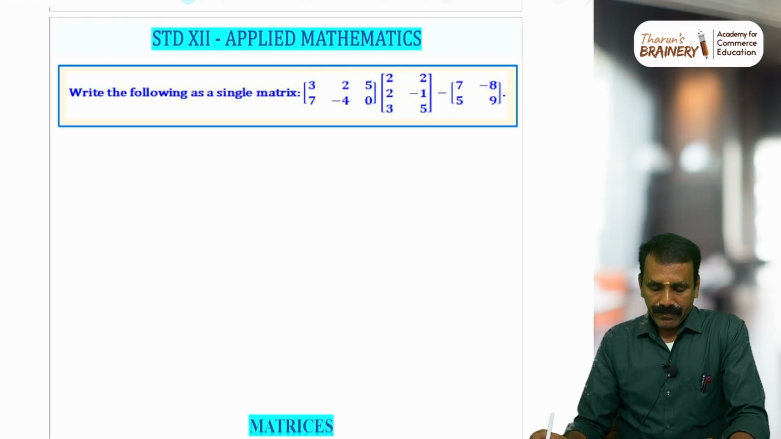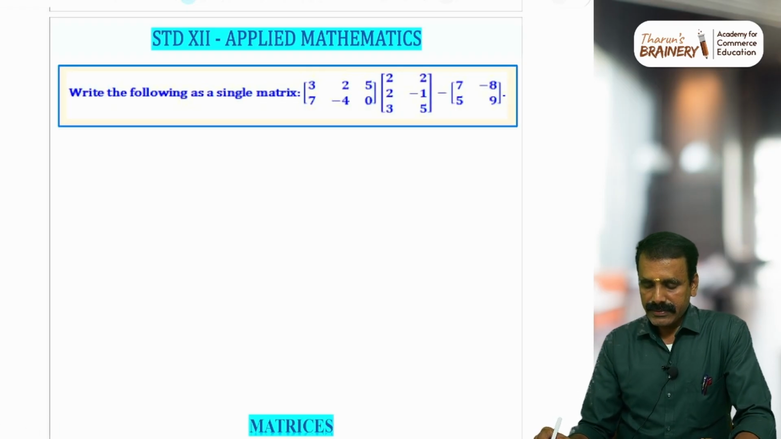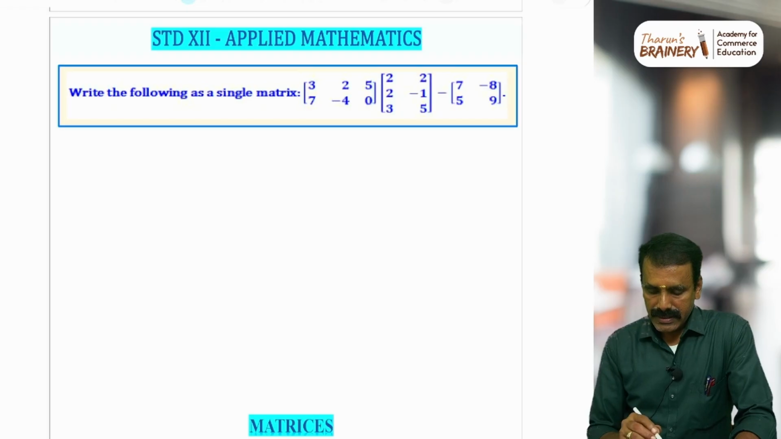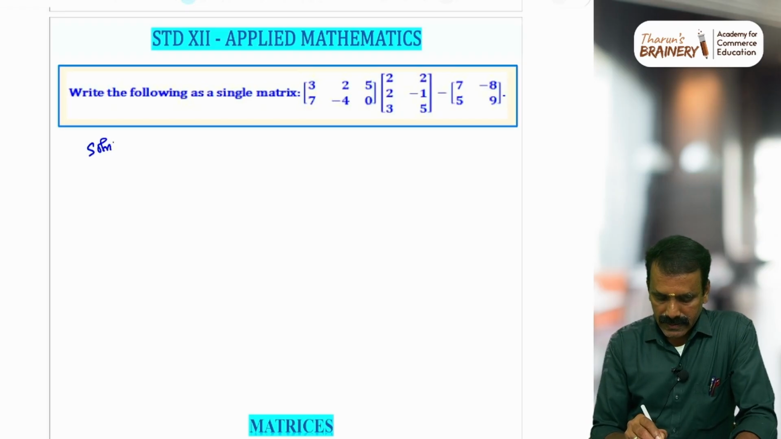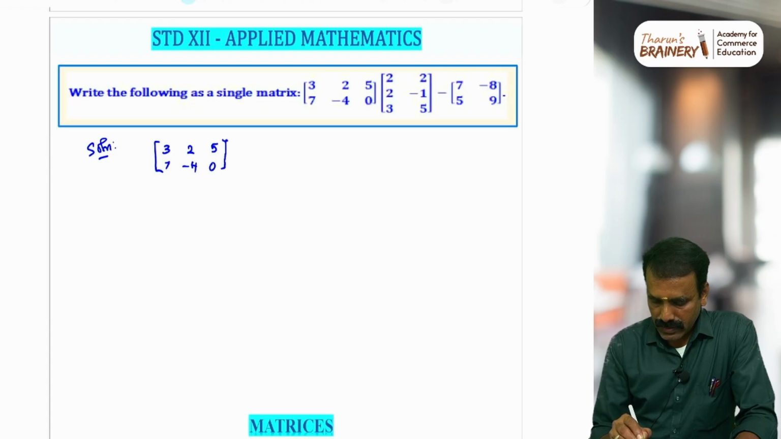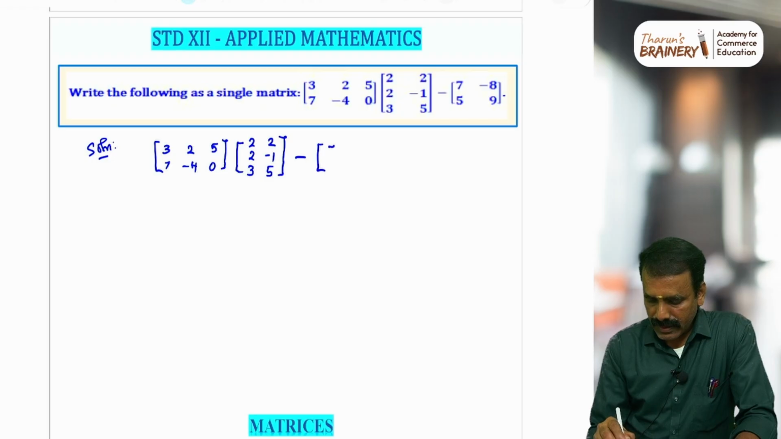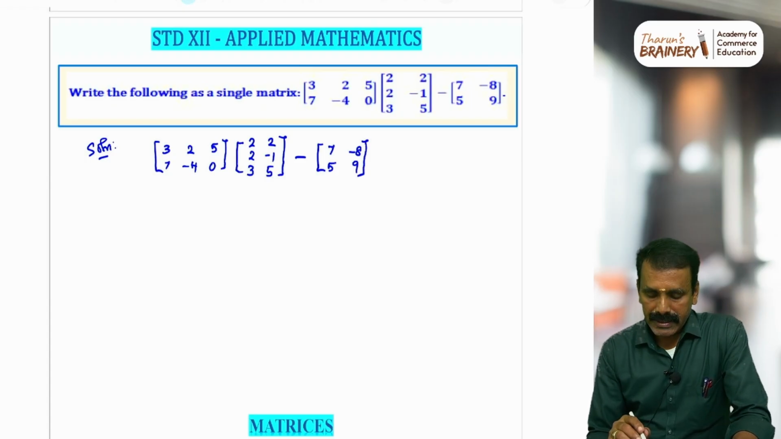Now read the question. Write the following as a single matrix. So the question is, we are having a matrix. The matrix is going to be 3, 2, 5, 7, minus 4, 0, and here it is 2, 2, 2, minus 1, 3, 5, minus of 7, minus 8, 5, 9. We have to simplify this into a single matrix.